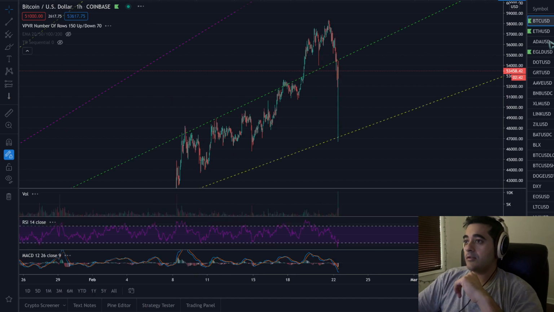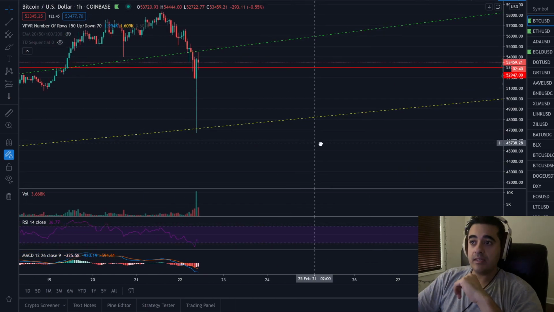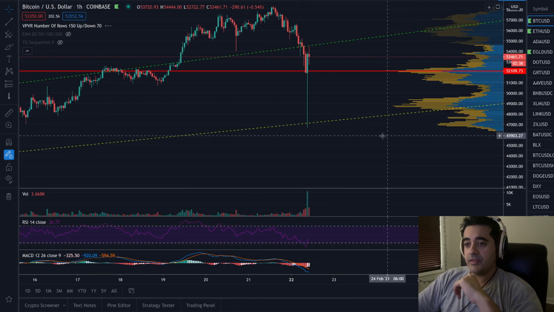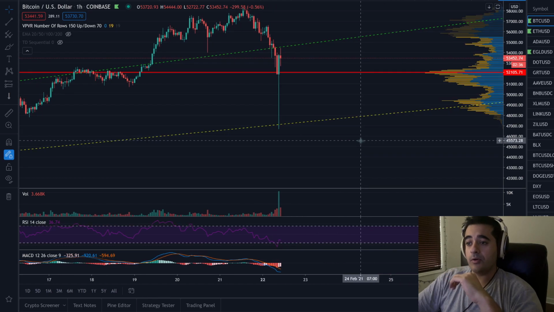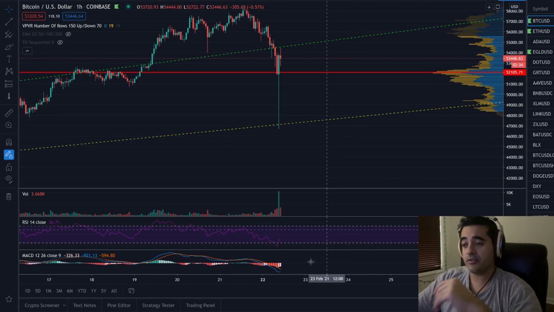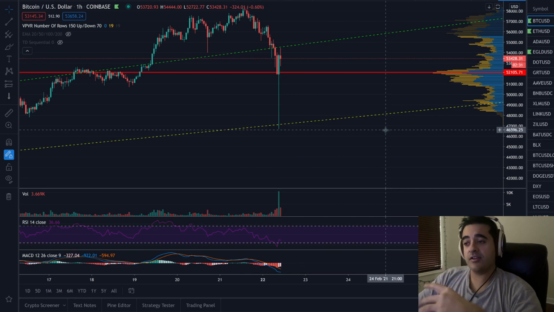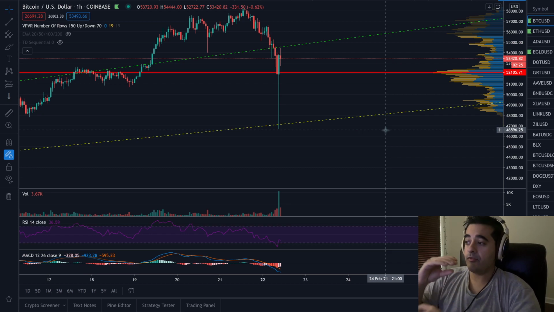Okay, so let's go ahead and go back to Bitcoin and see if there's anything else we need to look at. So one of the things that's looking really good on Bitcoin, especially on the hourly, we're going to check the other time frames, is the RSI. RSI is the relative strength index. I've explained it to you before. Basically, you want the RSI to sit between around 40 and 50.